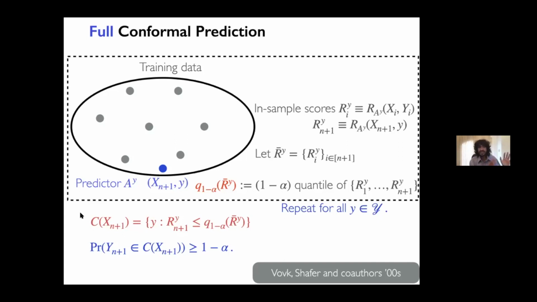So split conformal is actually practical. You only have to train the algorithm once. But conformal prediction in general is not practical, but you can come up with heuristics to do it, maybe grid up your space, things of that kind. So maybe I just wanted to present what the algorithm is.